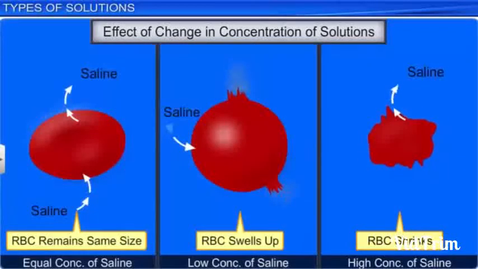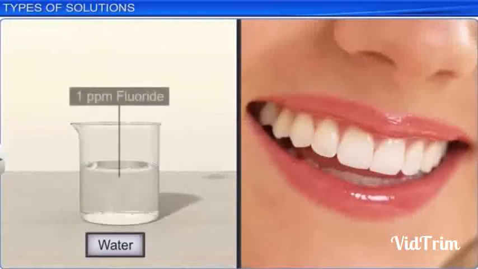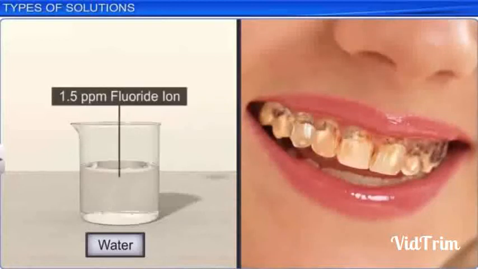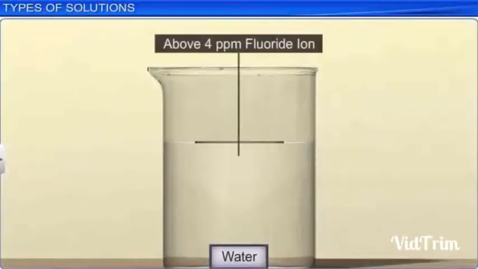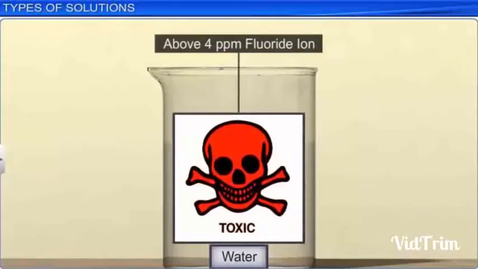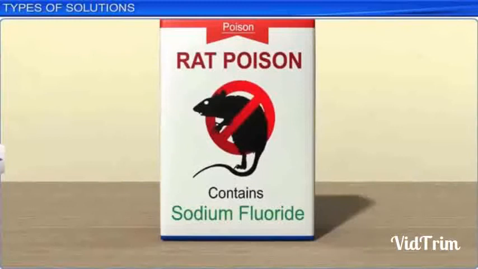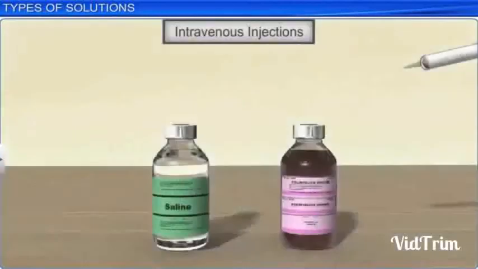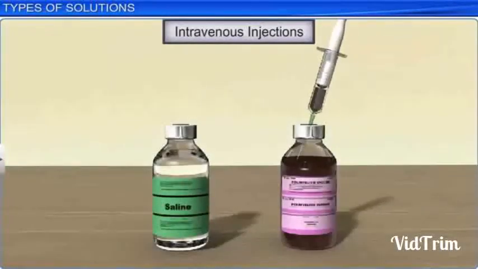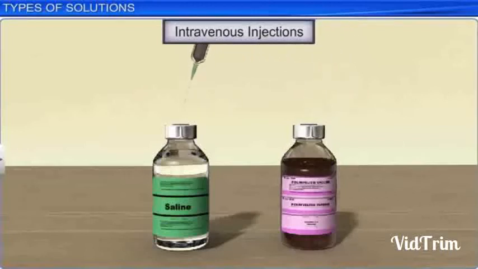For example, 1 part per million or 1 ppm of fluoride ions in water prevents tooth decay, while a concentration of 1.5 ppm causes spotted teeth, and any concentration at and above 4 ppm becomes toxic. Therefore, sodium fluoride is used as rat poison. Intravenous injections are always dissolved in water containing salts at particular ionic concentrations, so as to match the blood plasma concentration.